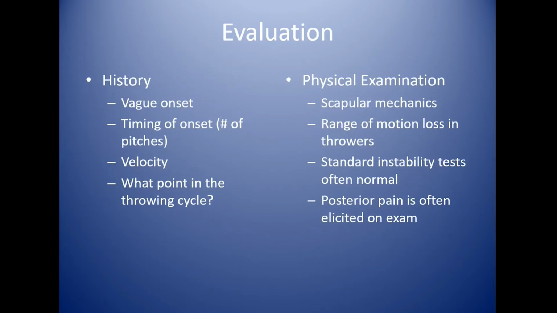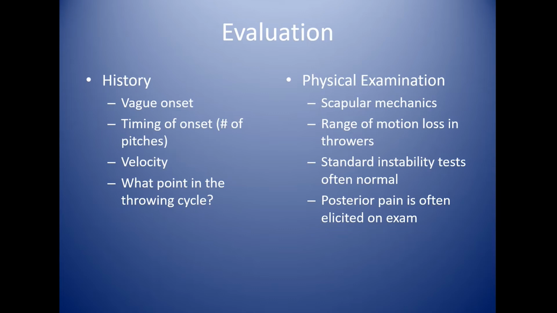Now, these athletes and people with problems present very differently. It's usually a vague onset. It's usually not an acute injury. Because it happened in throwers, we always ask them, if they're a throwing athlete, when does it happen? It usually doesn't start right away. It's as they start to throw. So it doesn't happen on their first 10 pitches, but it gets worse by their 30th or 40th pitch. They oftentimes come in saying, I'm just losing velocity. I can't throw as hard as I used to.